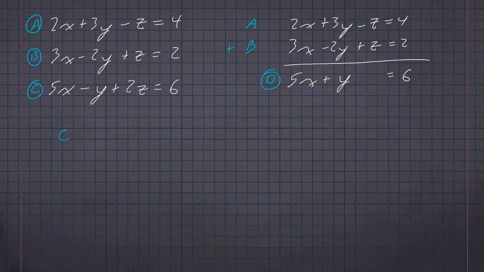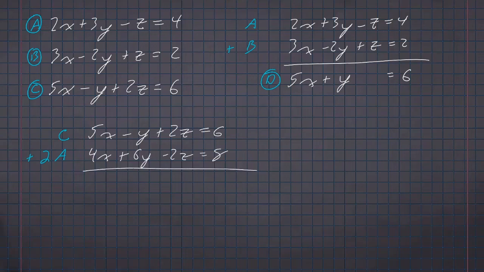C has a coefficient of positive 2z. A couple of ways I can do this, but I think the easiest is to take equation A and multiply by 2. Then I'll have a coefficient of negative z. So equation C as it is, 5x minus y plus 2z equals 6. And twice equation A, which is going to be 4x plus 6y minus 2z equals 8. And when I add these 2 equations together, I get 9x plus 5y equals 14.